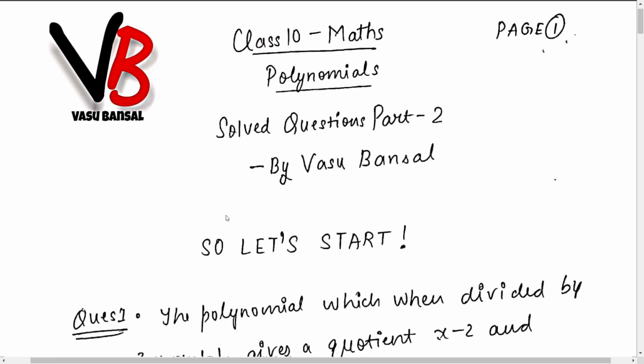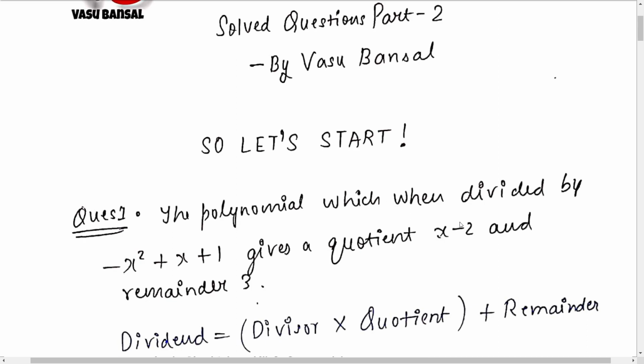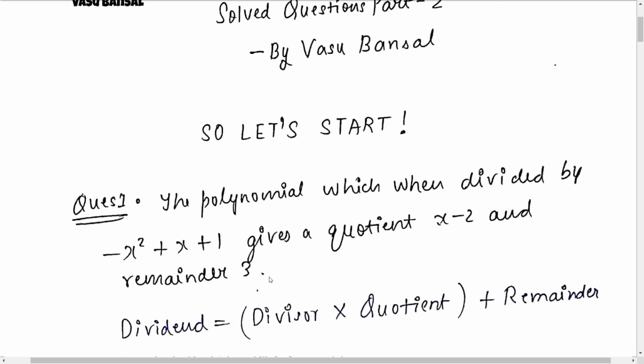So this is part 2 of the question series of the Class 10 Maths Polynomials chapter. So let's begin. The first question is: find the polynomial which when divided by this polynomial gives a quotient of x minus 2 and remainder 3. So the solution is very simple.